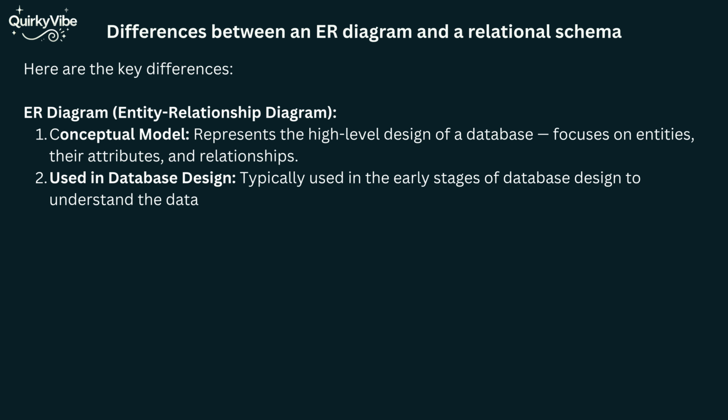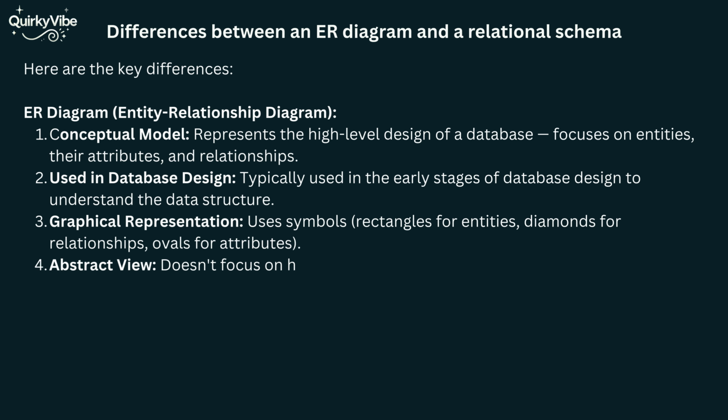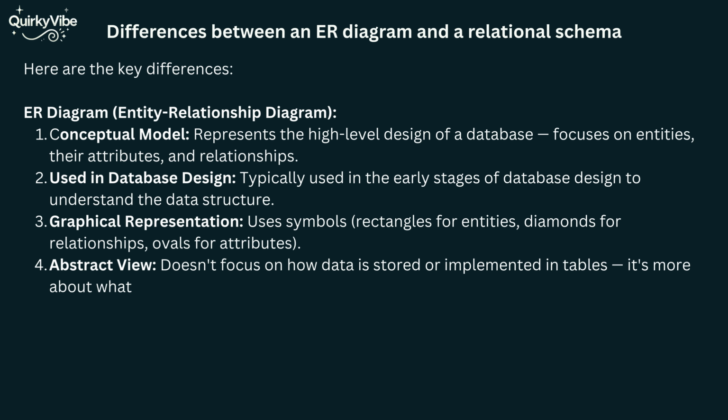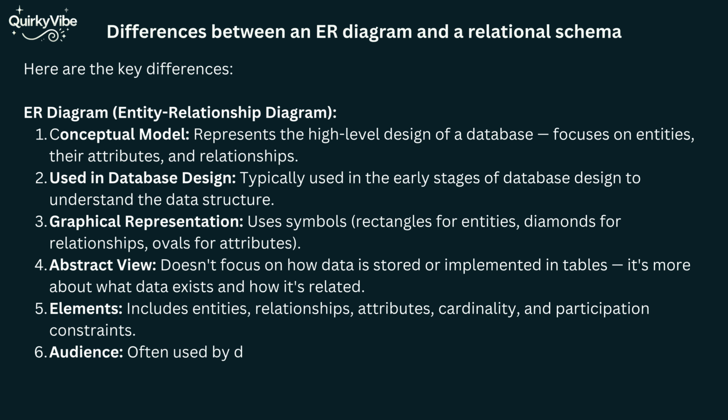It's a graphical tool, where rectangles represent entities like student or teacher, diamonds represent relationships like enrolls in, or teaches, and ovals show attributes like name or id. The ER diagram gives you an abstract view. It doesn't tell you how the data will be stored in tables, just what kind of data exists and how it's linked. It includes elements like entities, relationships, attributes, cardinality, how many, and participation rules. It's mainly used by database designers, analysts, and even non-technical stakeholders to plan the database.